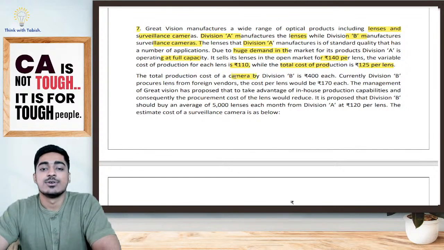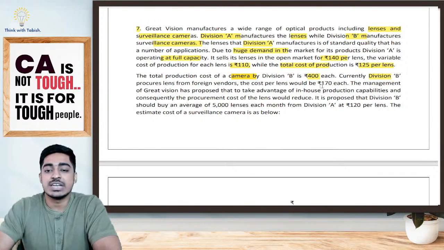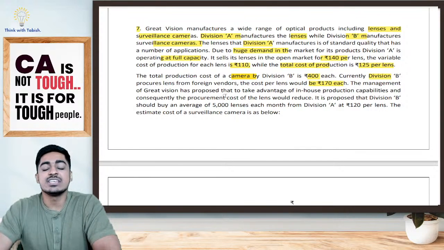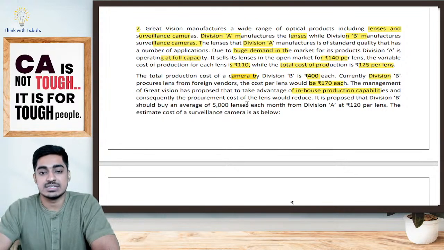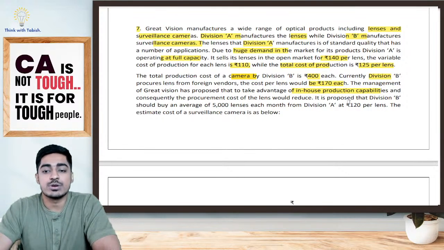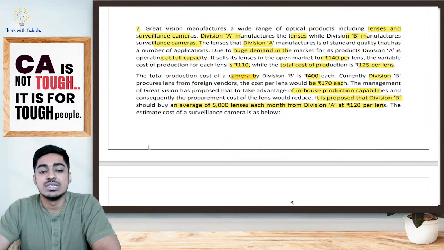At present, for the camera, we are buying lenses from outside. Total production cost of the camera is 400. Currently, we are buying the lens from outside at 170 rupees. Management is asking, why don't you buy it in-house? Let's use the in-house capabilities so that the procurement cost will reduce. It is proposed that Division B should buy 5,000 lenses each month at 120 rupees. The estimated cost of the surveillance camera is given below.